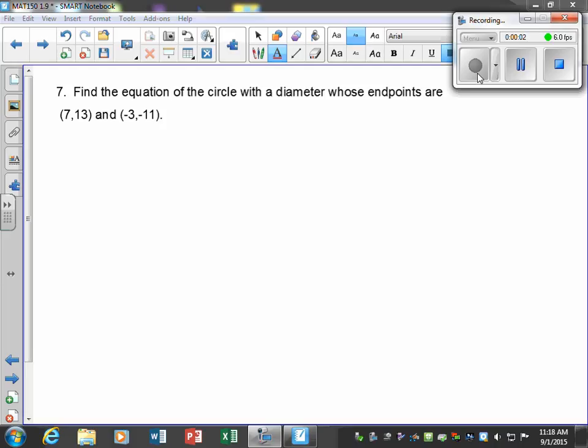Alright, the last one in this section is find the equation of a circle with a diameter whose endpoints are given. So we can draw a sketch of that, but to find the equation we need two things. What? Center and a radius. Do we have either of those yet? No. Good. Well, considering that, I want you to pause it for a minute and think about how we could find center and how we could find radius when we're given 2 points.